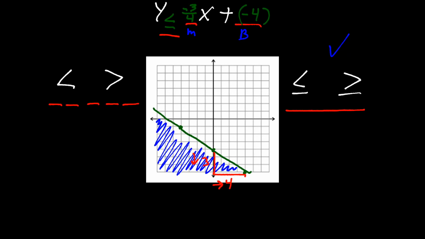Our inequality then is y is less than or equal to negative 3/4 x plus a negative 4. Or you could write it as y is less than or equal to negative 3/4 x minus 4. These are the same. Plus a negative 4 and minus a 4 are the same thing.